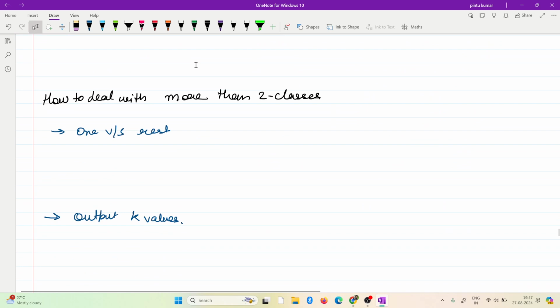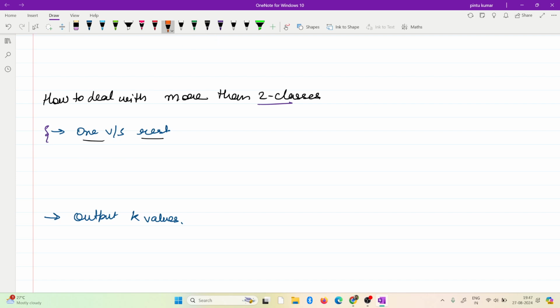So we just discussed how we deal with two classes, but how do we learn when we have more than two classes? What kind of method should we use? There are two ways to tackle that. The first one is a bit old, but based on whatever we have learned, this is the most suitable method. This is called one versus rest.